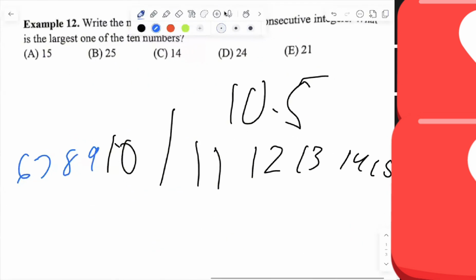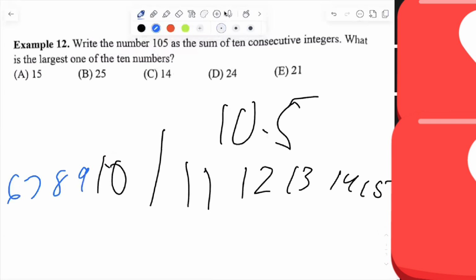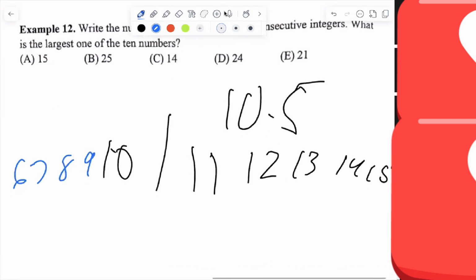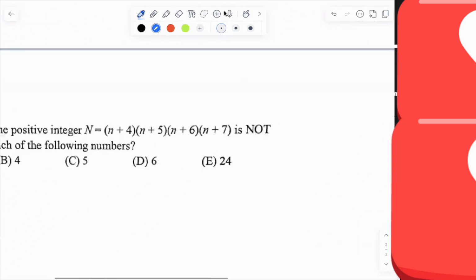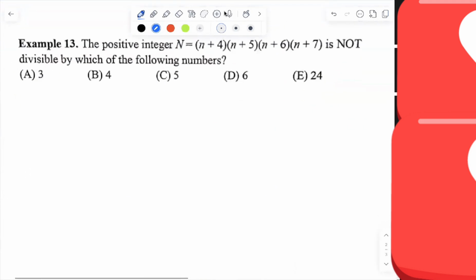Basically, what we just did is 6, 7, 8, 9, 10, 11, 12, 13, 14, 15. Just write 5 on both sides by first finding the middle, and then from there find the answer. Those of you that used n times n plus 1 divided by 2, make sure to check your work and look at the problem to make sure you're not going down a wrong path. Let's move on to this question.